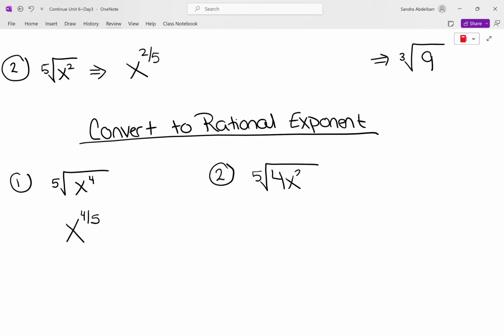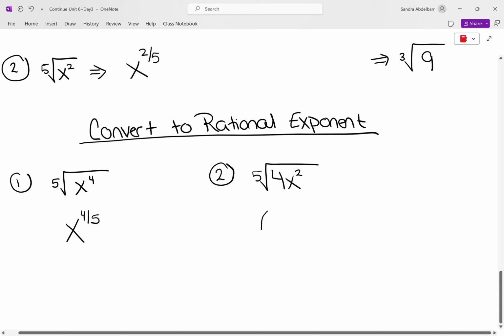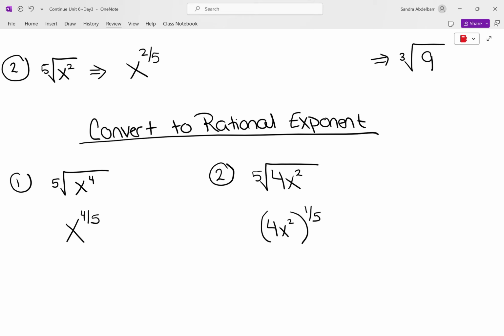Now I'm going to have the fifth root of 4x squared. Now we can look at this as 4x squared raised to the 1/5 power, or this could be looked at as 4 to the 1/5 x to the, what do you think? 2/5. Right, just distributing that 1/5 exponent.